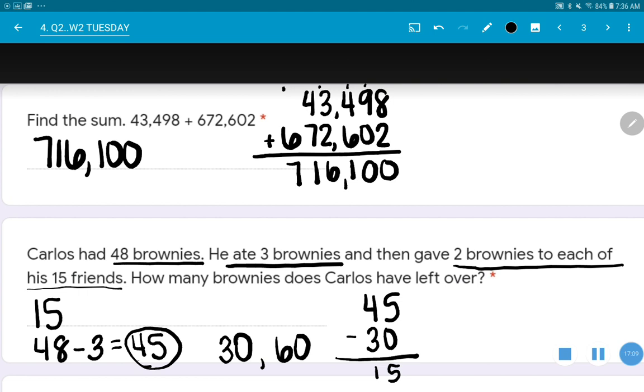So he could either keep those brownies, or he could go ahead and give each one of his friends 1 more brownie, and then he wouldn't have any left over. But to answer the question, how many brownies does Carlos have left over? He would have 15 brownies left.